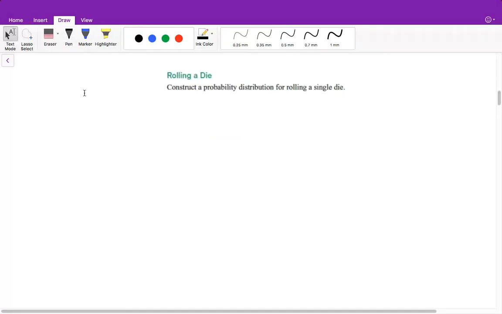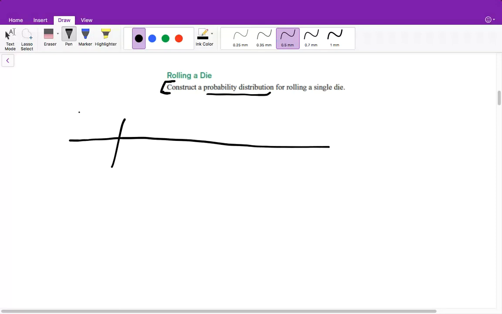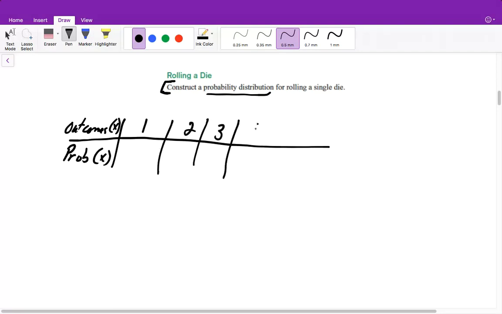We're just going to go through this really quickly, like I said, because we did this already in class. In section 5.2, all we did was construct a probability distribution for rolling a single die, and then we graphed it. When we're doing this, we need to write out two different things: our outcomes, which we'll put as x, so it's our random variable, and then the probability of x. Our outcomes for rolling a single die are 1, 2, 3, 4, 5, or 6.